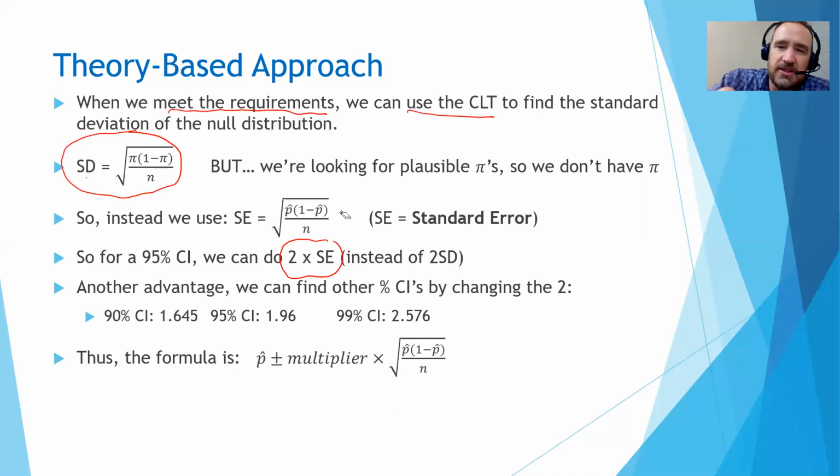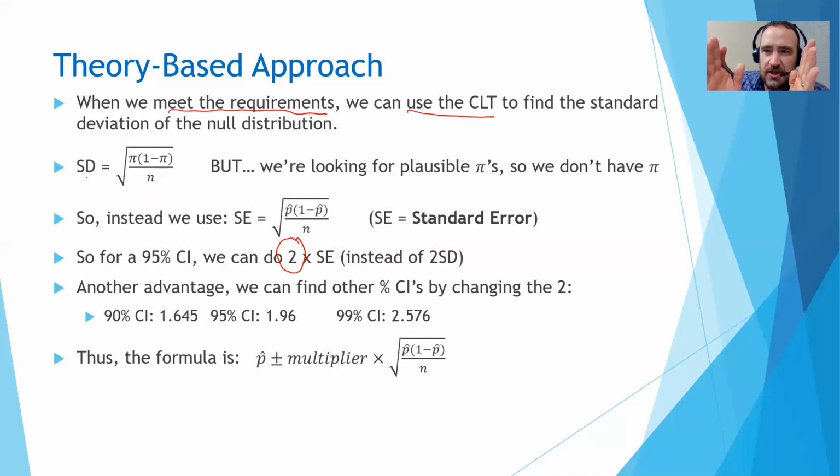Another advantage of the theory-based approach is that we don't have to stick with 2. 2 is a good estimate for a 95% confidence interval, but we can also change that number 2 to some other numbers to get ourselves a 90% confidence interval, which is going to be narrower because we have a lower confidence. Or we can change it to get ourselves a 99% confidence level. It's going to be wider, but we get a higher level of confidence. So we can just change the multiplier in the formula from 2 to one of these numbers. You'll notice that the 95% is really close to 2. We just use 2 as an estimate. You can always use 1.96 if you want.